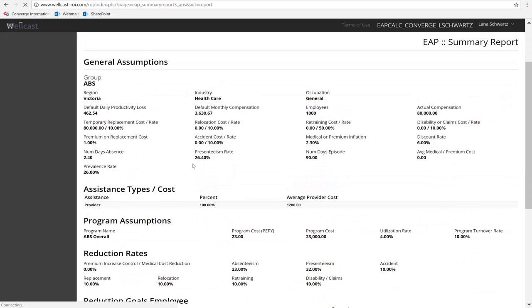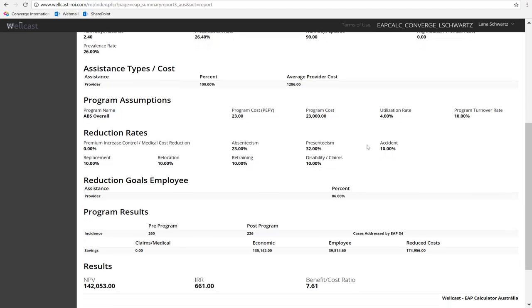So all our input data is up the top here, and you'll see the daily productivity loss has been calculated based on our region, industry, and monthly compensation, which has come from the annual compensation. So on average, if somebody is unwell and not at work, at ABS, it's costing the organisation $462 per day that they are not at work. We have our default settings all here as well. We also know that our average provider cost is 1,286. That's just an extra added one. You'll see where we have a look at that in a moment.